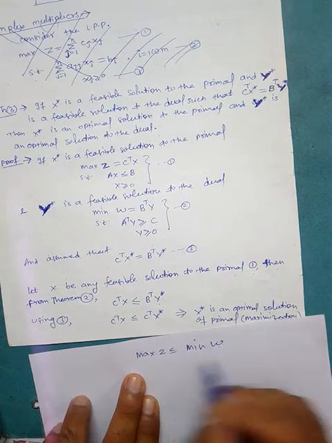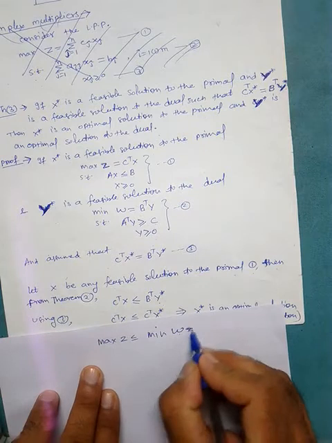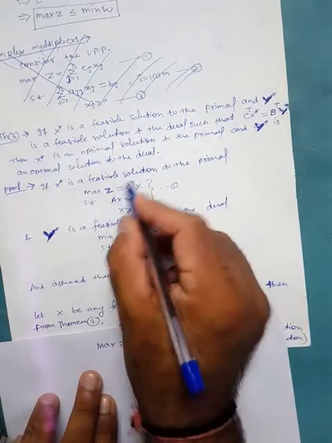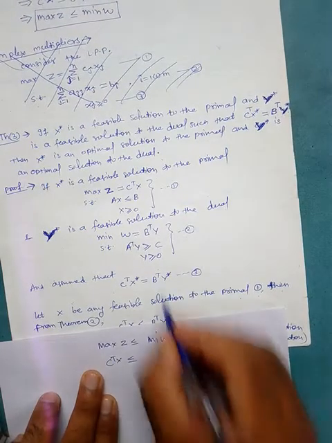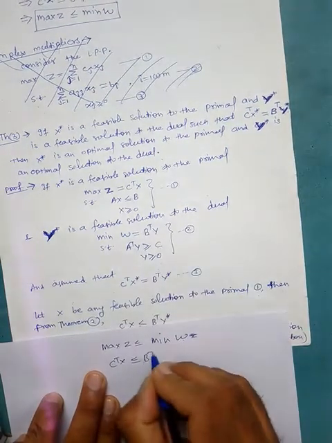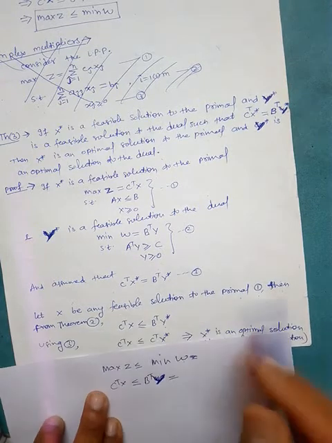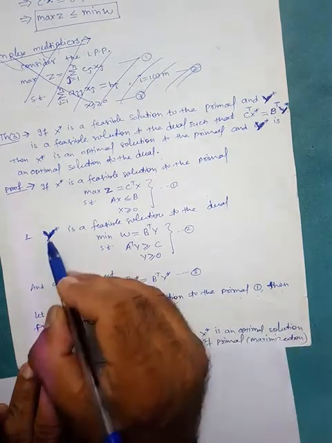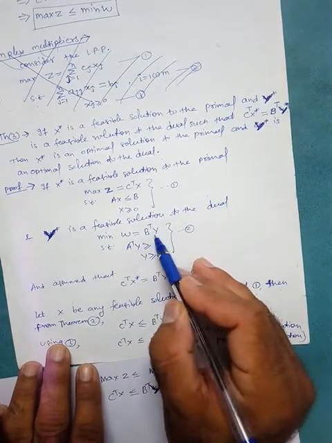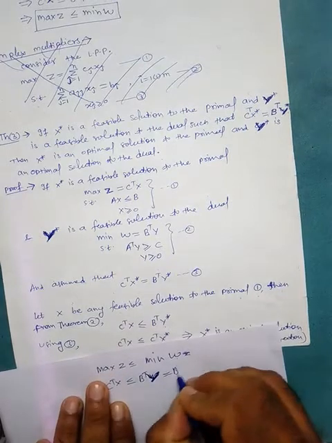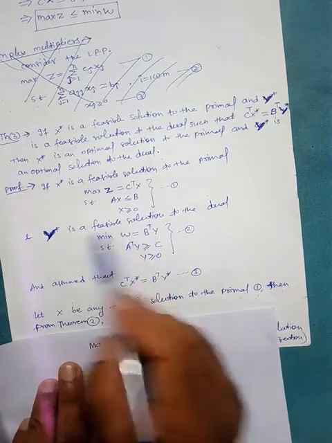But minimum of w is what? Minimum of w is nothing but, according to this, C transpose of x is less than or equal to minimum of w, B transpose of y. Sorry, this is y. But what is given to you? That y star is also a solution which satisfies this equation. Hence B transpose of y can be written as B transpose of y star, because this is again a feasible solution.